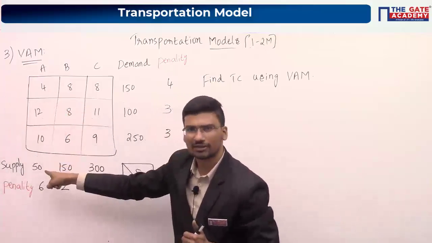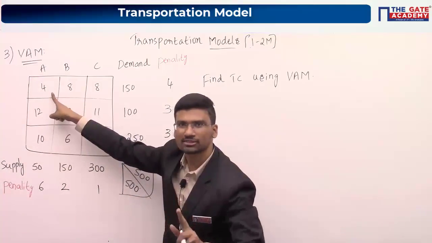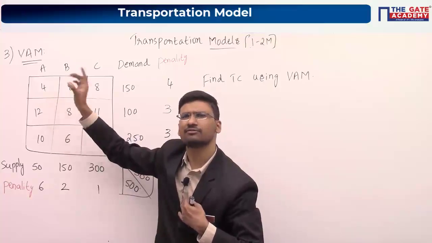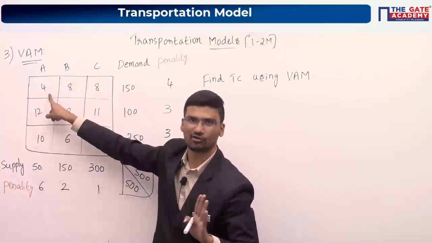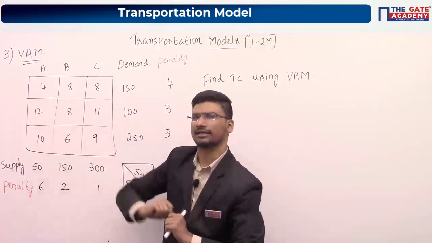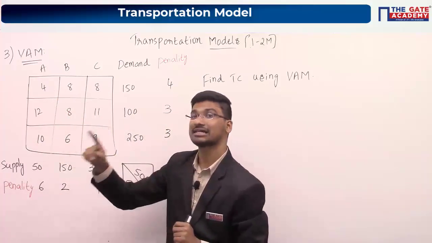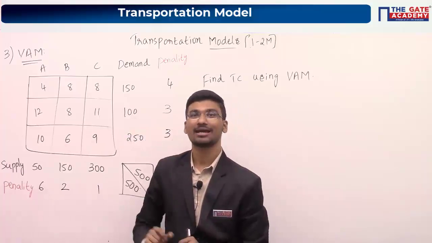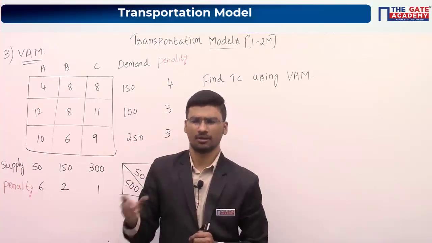Similarly, in this particular column, this is the minimum cost. Obviously we have to minimize the cost, so whenever we are allocating, we have to allocate here only, right? Instead of allocating here, if I allocate here, what will happen? I have to pay an extra 6 rupees per unit. That is the meaning of penalty.